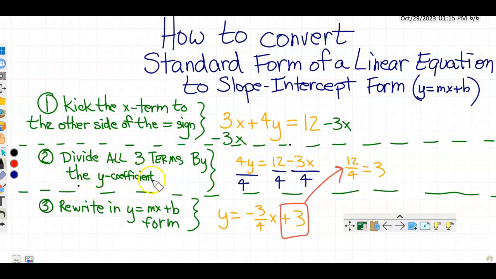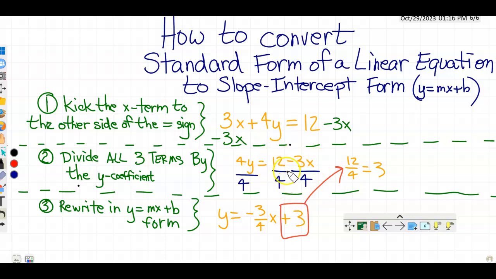Let's recall our vocabulary from the beginning of the school year. A coefficient is a number, a constant that is multiplying a variable, like 4y. So we want to solve the equation for y, not 4y. So therefore we have to divide all three terms by 4. In the case of your slope, you're just going to leave the fraction alone, negative 3/4 x. Okay, that's what that's going to mean.